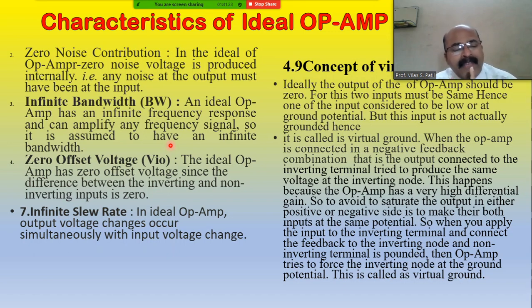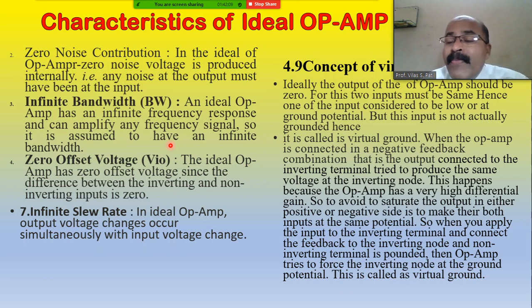Okay. The fourth characteristic of the ideal operational amplifier is infinite slew rate. Slew rate should be infinite. We know that in the case of 741, it is 0.5 volt per microsecond, as I told. But the 741 is not ideal. We are going to compare all the parameters with the ideal value, that is, the theoretical value. And the ideal operational amplifier is the one whose slew rate is infinite.